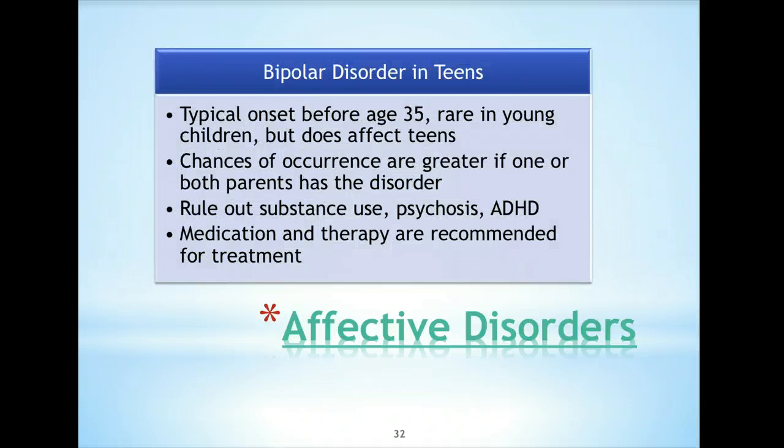Bipolar disorder does occur in teens, while it is rare in young children. If one or more parents has the illness, then the chances are greater for a child to develop the disorder. There is certainly a genetic component here, but I also believe that environment is important too.